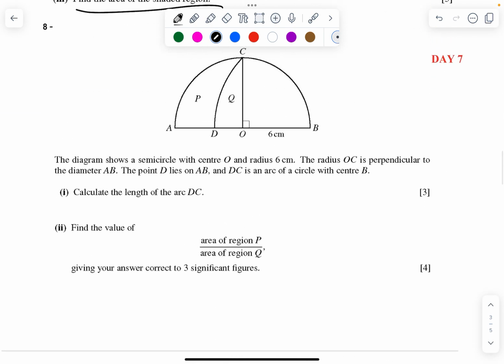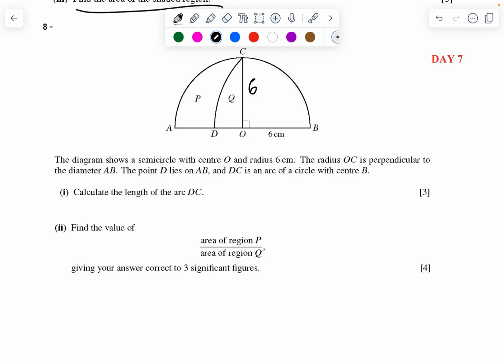Now coming to question number 8. The diagram shows a semicircle with center O and radius 6. The radius OC is perpendicular to the diameter AB, so this is also 6 centimeters. The point D lies on AB and DC is on the arc of the circle with center B. Calculate the length of DC. He is asking us to find the length of DC.